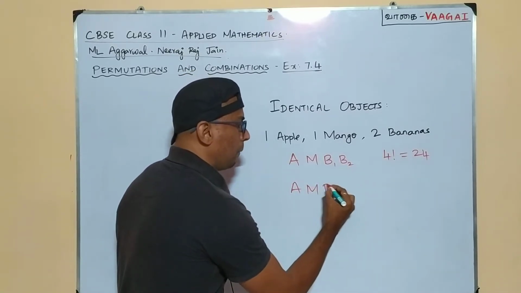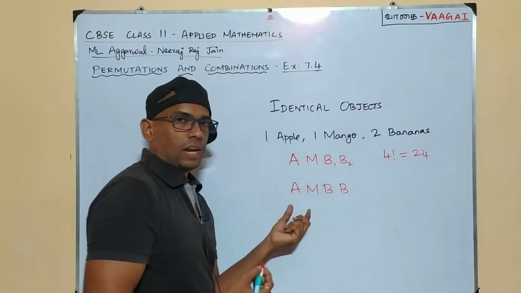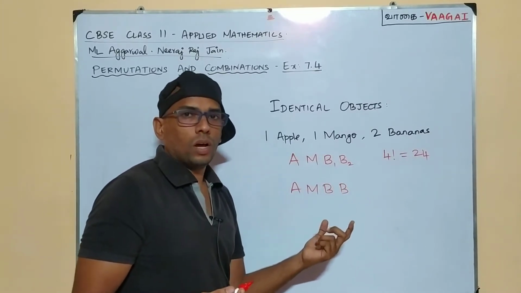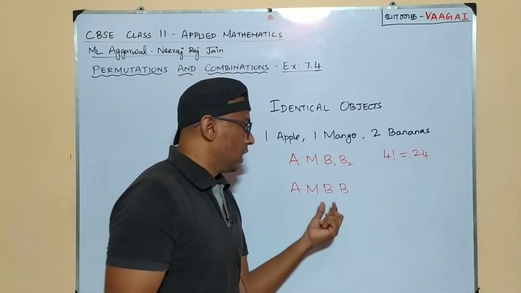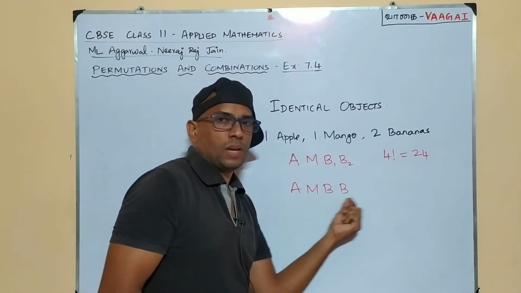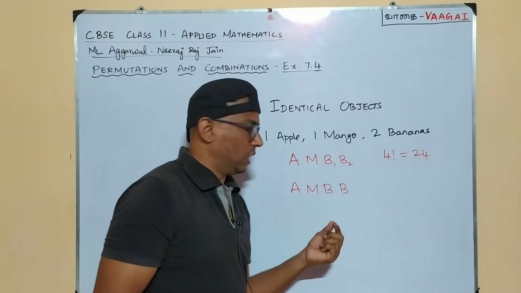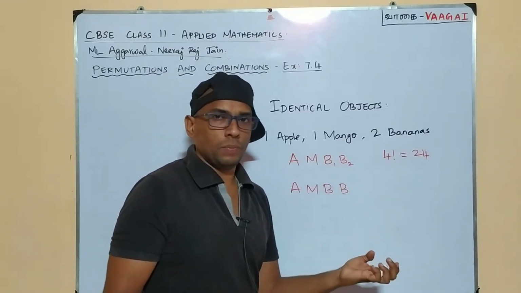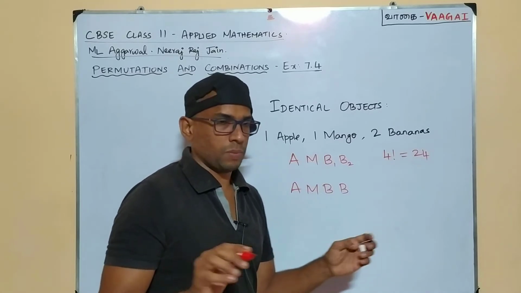Like we'll have it as B and B. Now there is 1 apple, 1 mango and 2 bananas, and they are identical. That's it, okay? Now I am not differentiating by giving any particular notations for those bananas. There are 2 B's and both of them are going to be identical. That's the meaning.